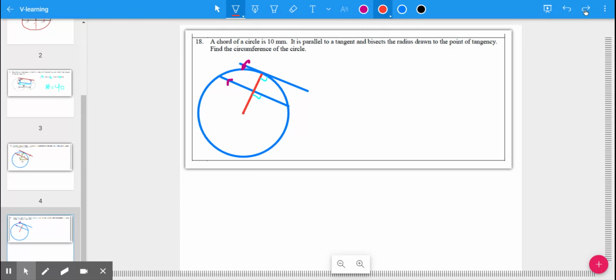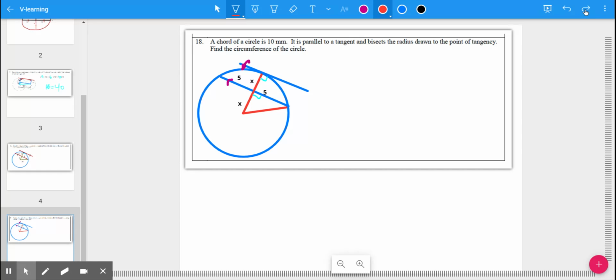I then drew in the other radius from the same circle, so that it touches the chord and it creates a right triangle. We're going to end up using the Pythagorean theorem to help us solve for the radius. So we know that the chord is 10 millimeters and it's being bisected, so each segment will be 5 millimeters. We don't know what the radius is. However, we know it's bisected from the chord, so they're both going to be congruent.